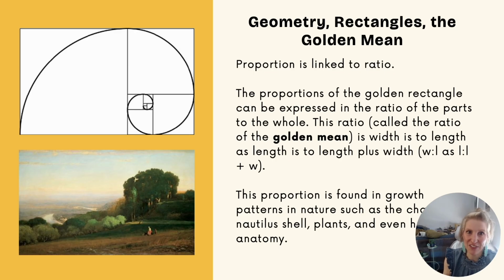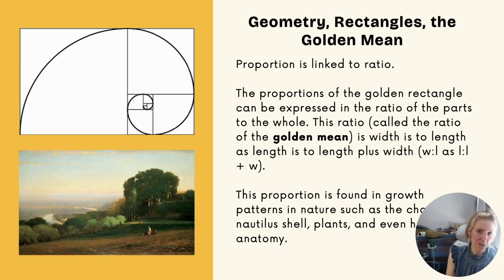The proportions of the golden rectangle can be expressed in the ratio of parts to the whole. So if we look at that image on the top left, we can see it broken up into parts. Now this ratio, it's called the ratio of the golden mean, is width is to length as length is to length plus width. Gets a little complicated there. But what's interesting is this is found in growth patterns in nature. We see it in a chambered nautilus shell, we see it in plants, and even within human anatomy.